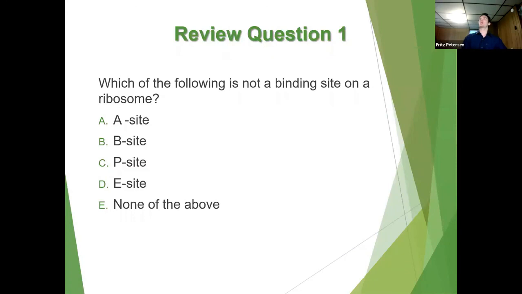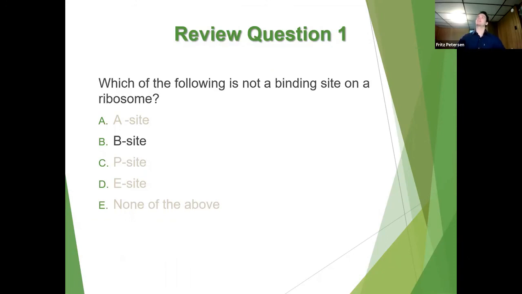So moving on to just a few review questions again on today's lecture, similar to the ones we had last time. So which of the following is not a binding site on a ribosome? The A site, the B site, the P site, the E site, or none of the above? I'll give you about 10-15 seconds for this. Okay, hope everyone is done. The answer here, remember the question asked which one is not a binding site, so the correct answer would be B, the B site.